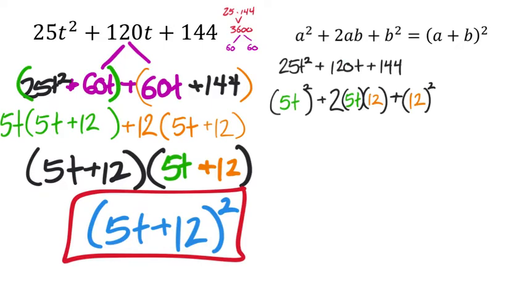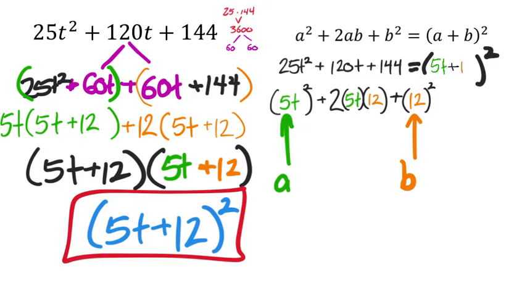You get the 120t. From this, we can see that the a value here is 5t, and the b value here is 12. So in our perfect square trinomial, squared right there, you'd have the a value, of course with the plus between them, which was 5t, and then the b value, which was 12. Boom, you're done.